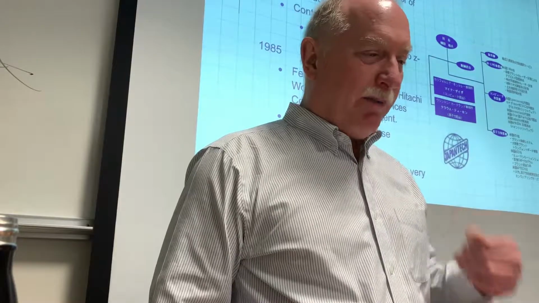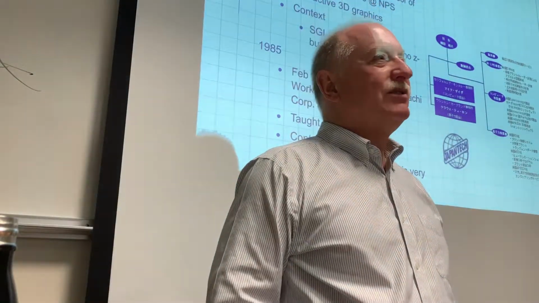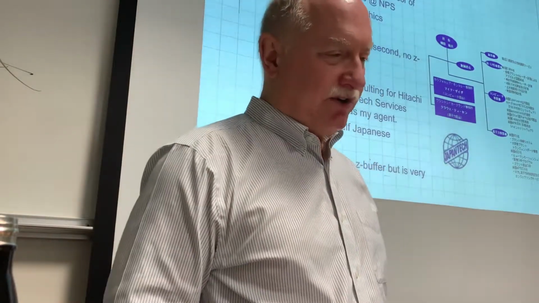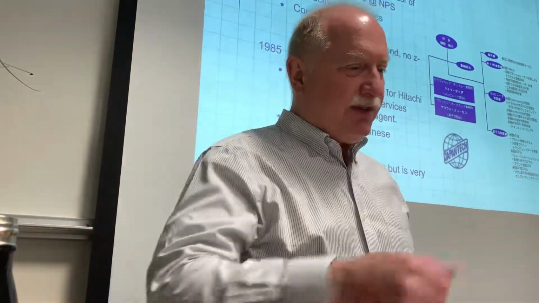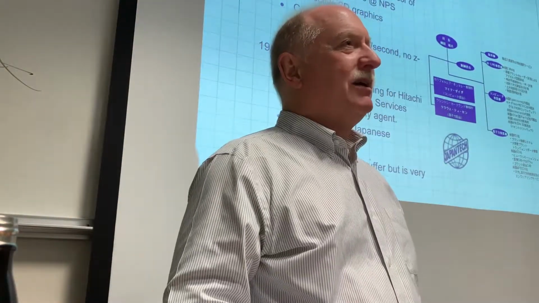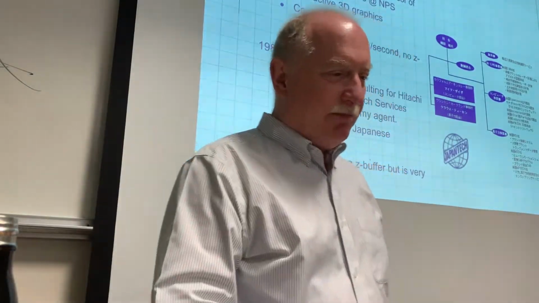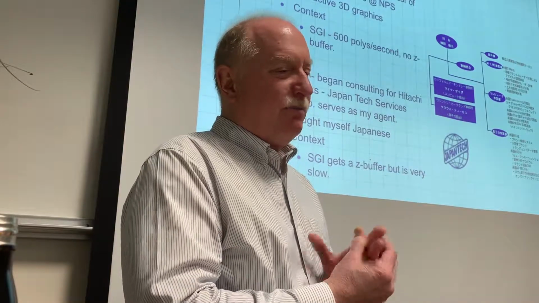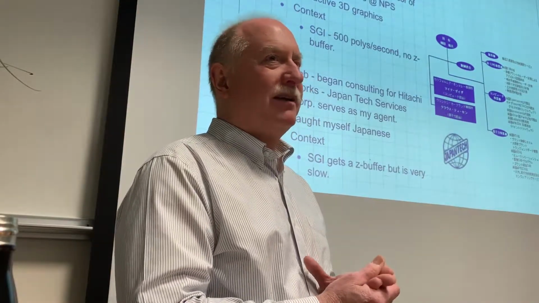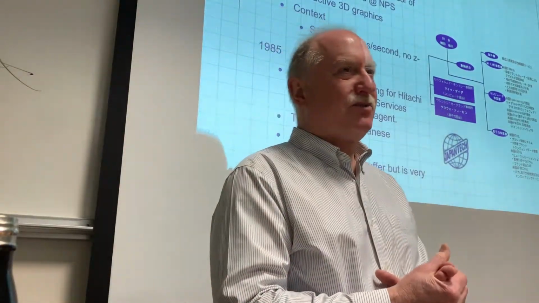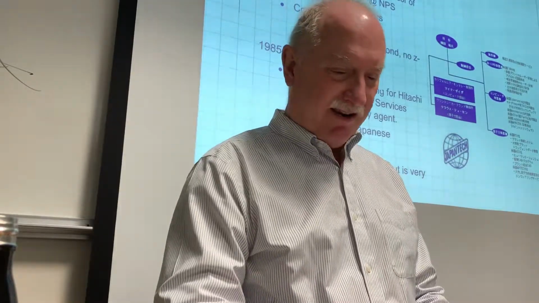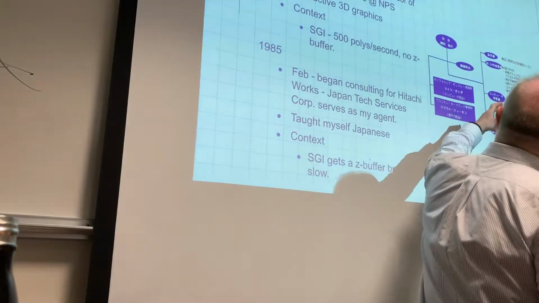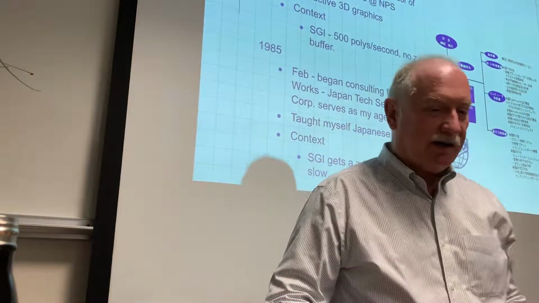And so I helped form a company called Japan Tech Services, Kabushiki Kaisha, which is in Shiba Daimon near Tokyo Tower. And they served as my agent. I taught myself how to speak Japanese. And at this time, SGI, Silicon Graphics workstations, did about 500 polygons per second. They had no Z buffer back then. So this is when real-time computer graphics was like hardly working, as you would say. And the only reason I put this up here is I'm listed as consultant somewhere there in Japanese.